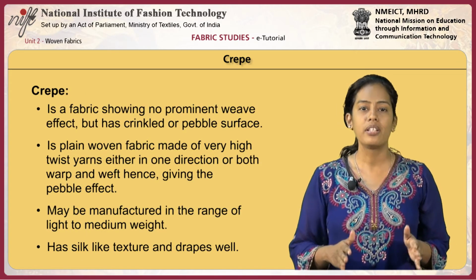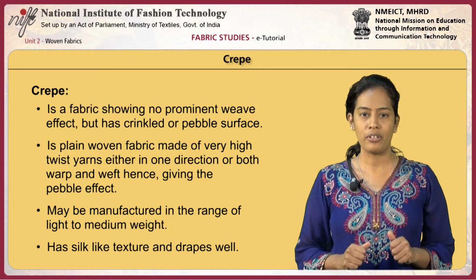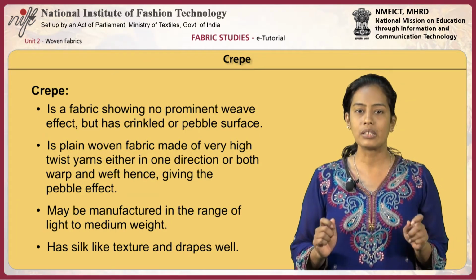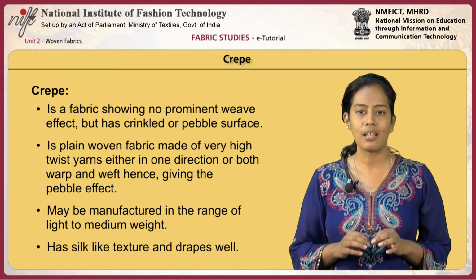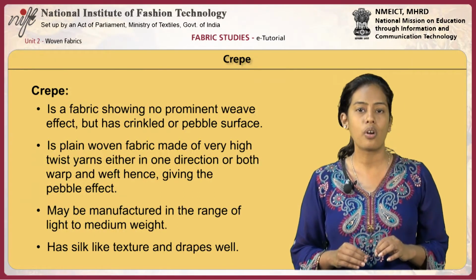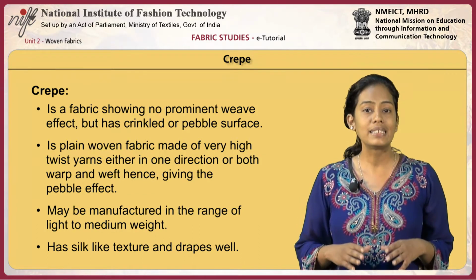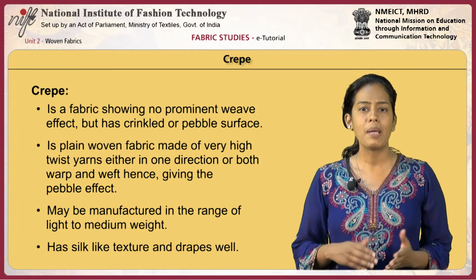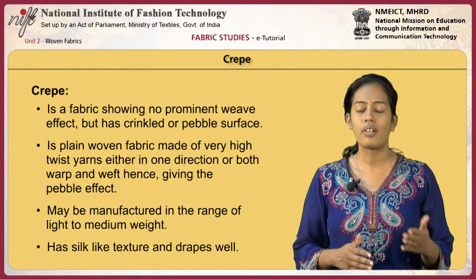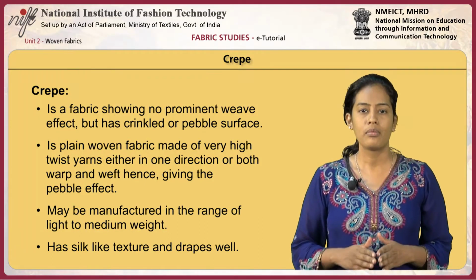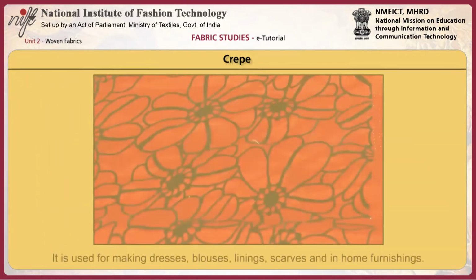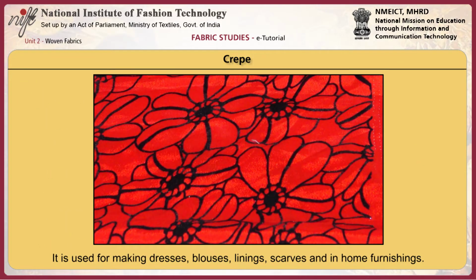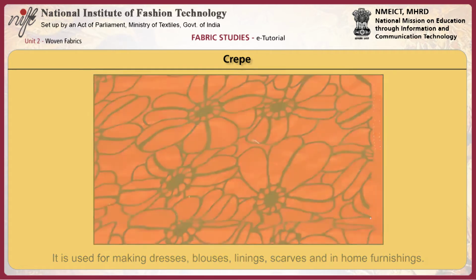Crepe is a fabric showing no prominent weave effect but has a crinkled or pebbled surface. It is a plain woven fabric made of very high twist yarns either in one direction or both warp and weft, hence giving the pebble effect. It may be manufactured in the range of light to medium weight. The fabric has a silk-like texture and drapes well. It is used for making dresses, blouses, linings, scarves and in home furnishings too.